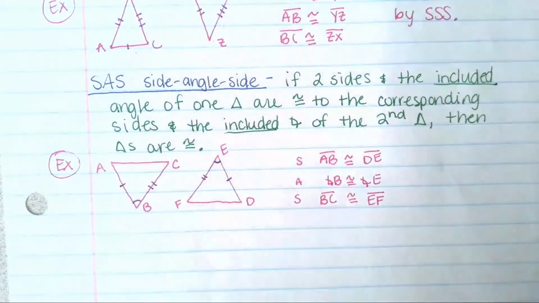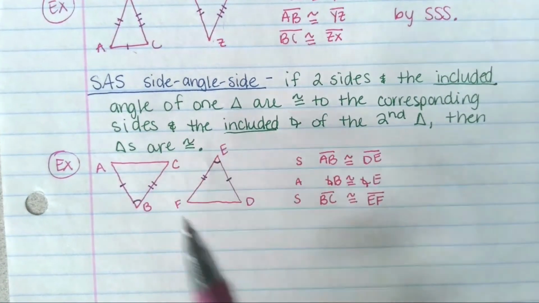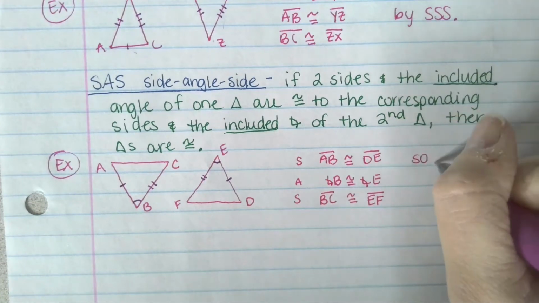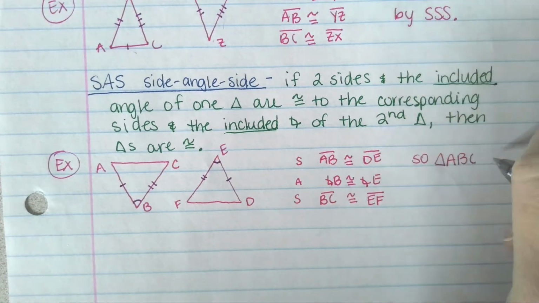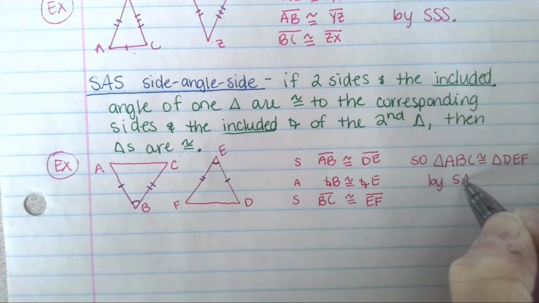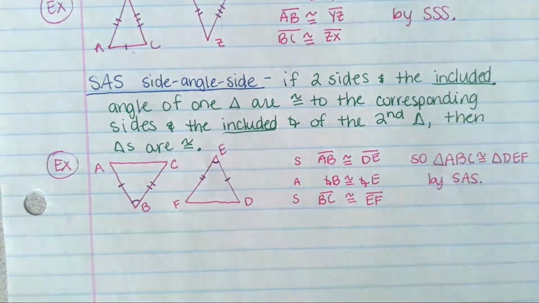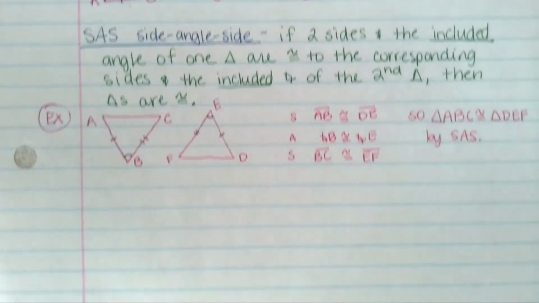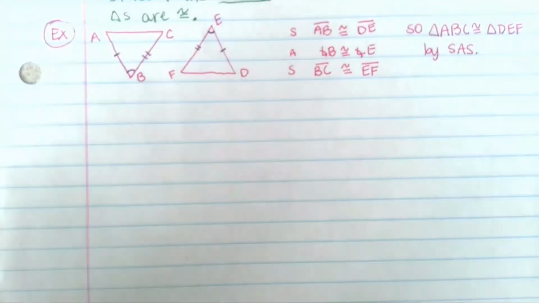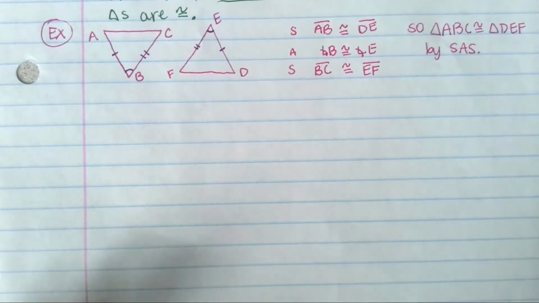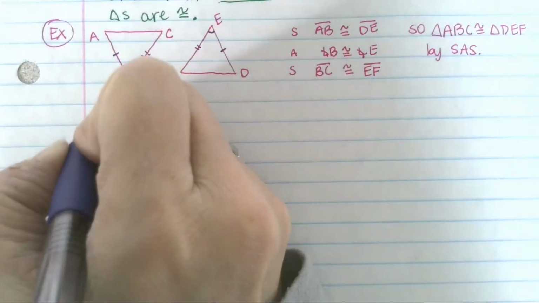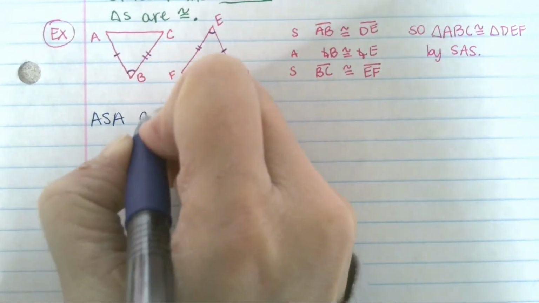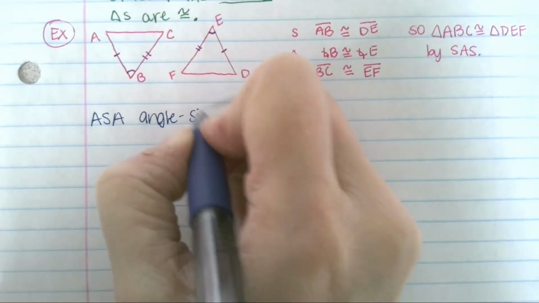So because we have them and they match up in the correct order, we can say that we know triangle ABC is congruent to triangle DEF by side, angle, side. Okay, let me move this down and we'll do our next one. So we're on to our third triangle congruence theorem, and that's going to be ASA, which is going to stand for angle, side, angle.